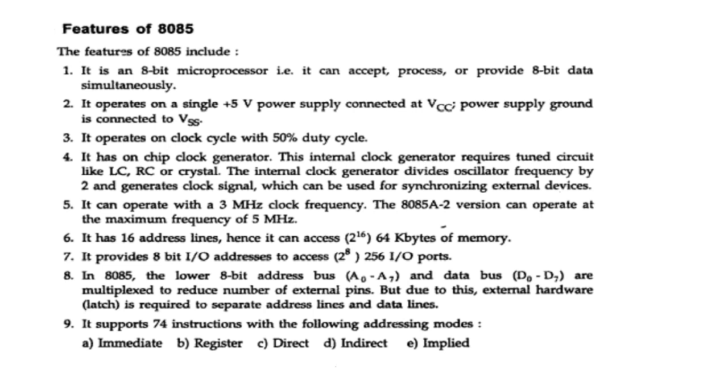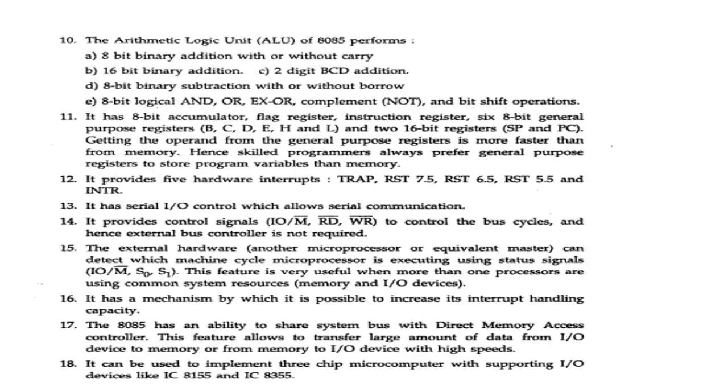So I have already uploaded one video on YouTube. I hope you have gone through that. So there are immediate, register, direct, indirect and implied modes, and we will see the pin diagram of 8085. So from the features you just read out, you will get the concept that it has an 8-bit accumulator. It provides 5 hardware interrupts. It has I/O control. All these things are covered in your theory class. You can go through it, and you will get the concepts. Okay.